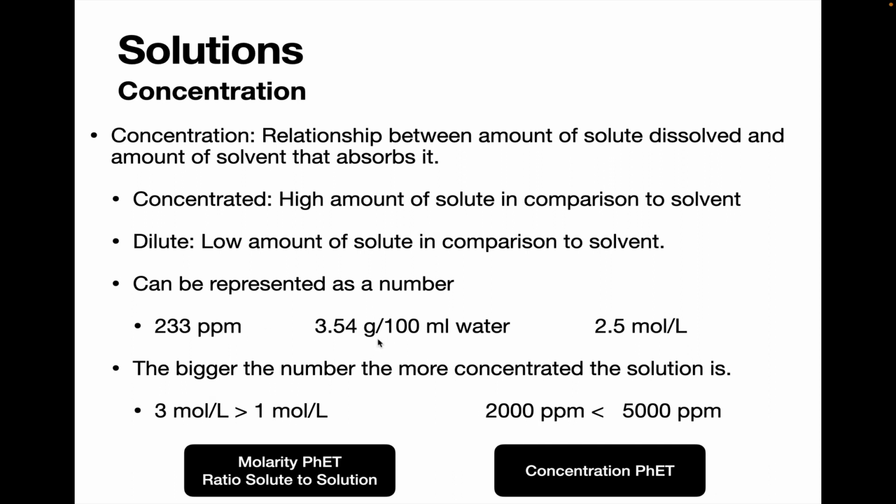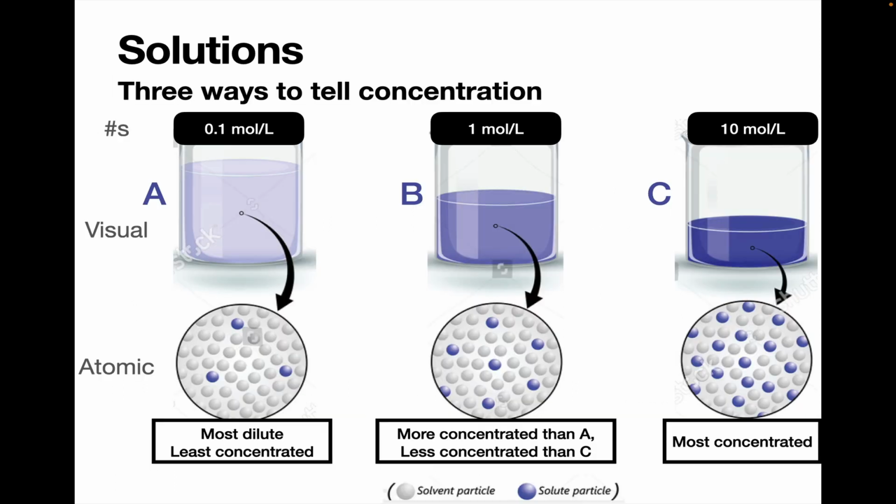Notice how they all have a per in them because it is a ratio between solute and solvent, okay? The bigger that number, the more concentrated it is. So 3 moles per liter would be more concentrated than 1 mole per liter. 2,000 parts per million would be less concentrated than 5,000 parts per million, okay? So the bigger the numerical value, the more concentrated it is.